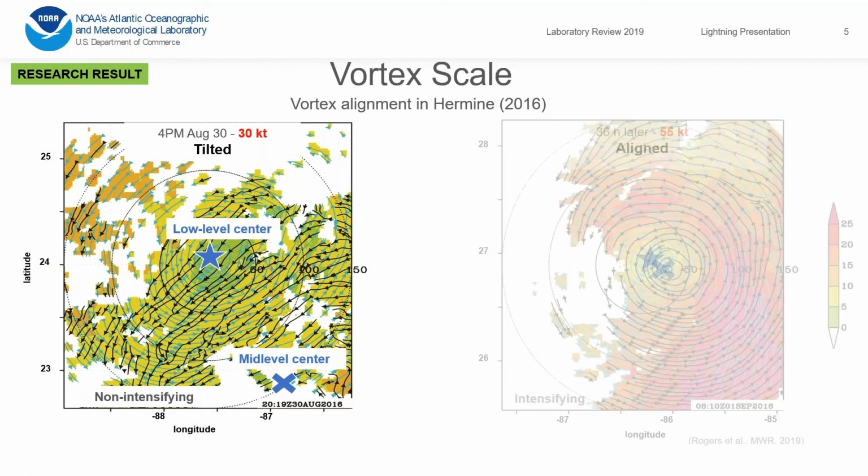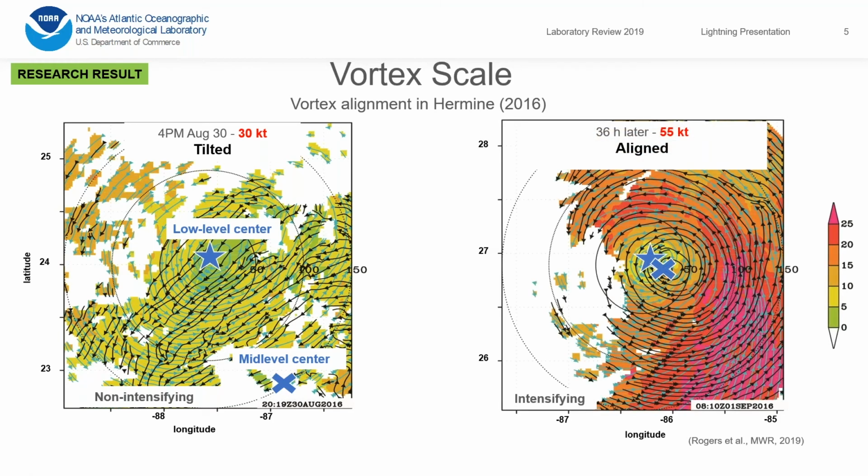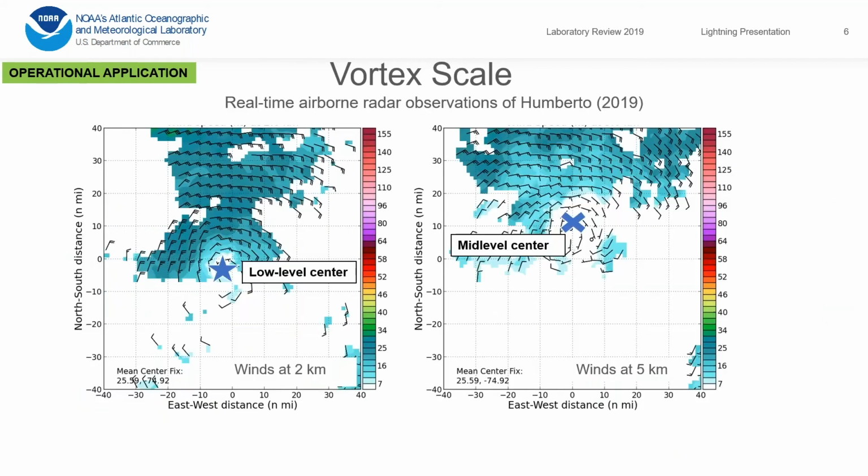It took a few days, actually, before you start to see the mid-level center become much more closely aligned with that low-level center. At this time, Hermine was a 55-knot tropical storm on its way to becoming a hurricane. So clearly, the relative position of the low and the mid-level centers are important in terms of driving the intensity change. So this has actually been applied or adapted in real time.